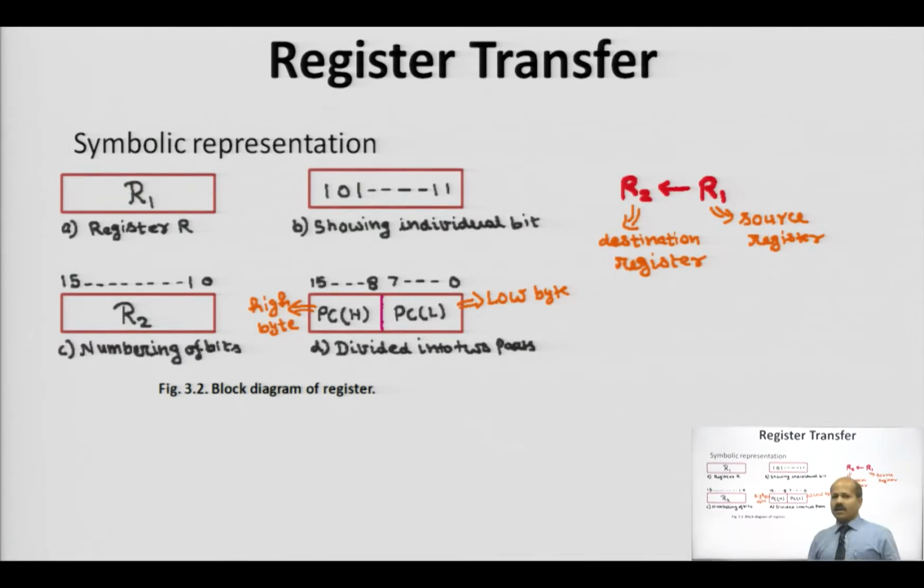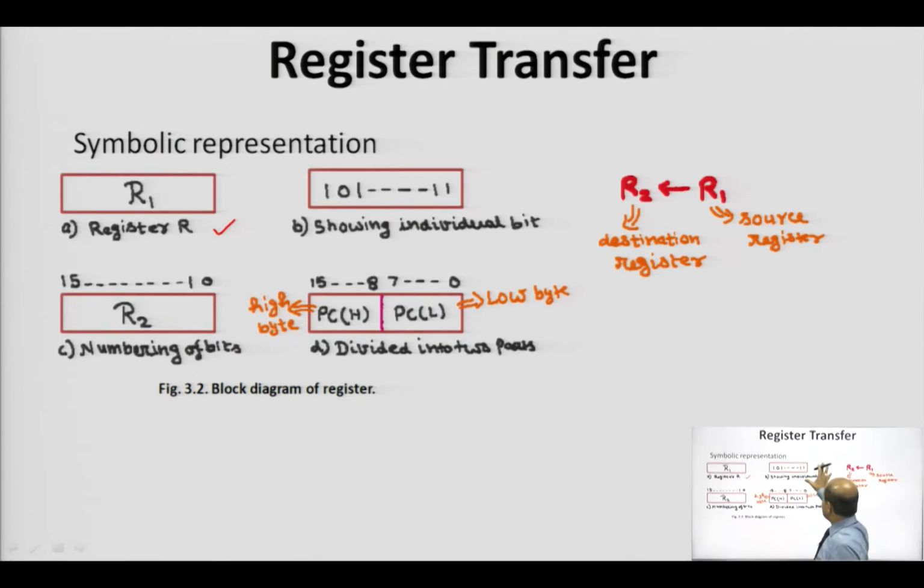So, let us have a symbolic representation of register. There are various representations shown. In first case, a general block diagram can be used to represent any register R1, and in case of second category, we can represent the register showing the individual bits, like here 1 0 1 dash dash dash 1 1.